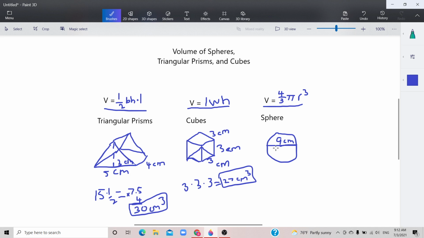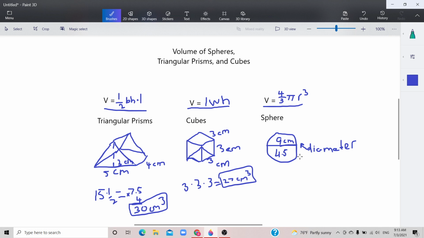So let's just say diameter. Okay. And so when we take half of that, we get 4.5 as our radius centimeters, but we'll add the units on later.